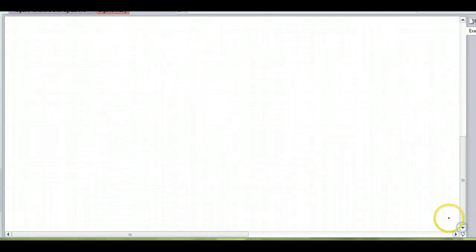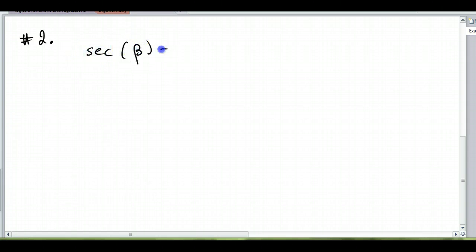Example number 2. All right, so this time I'm going to give you the secant of an angle. I'll call it beta this time, and I'll take the secant of beta equal to 5. Why not 5? Okay, so let's see. I'll draw a right triangle. I'll draw it in this direction this time.